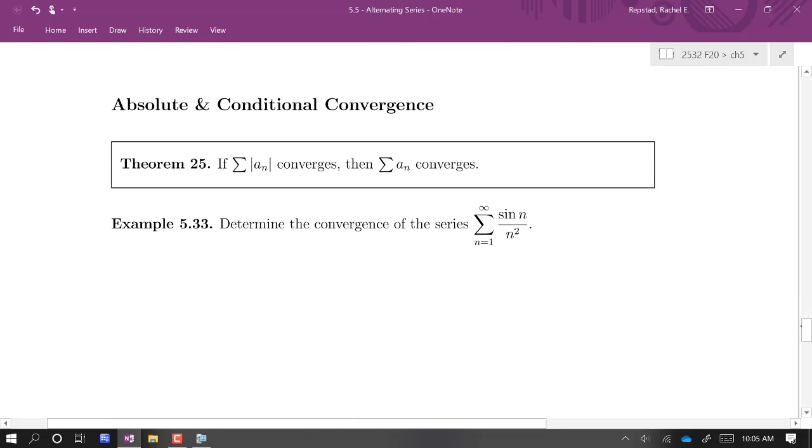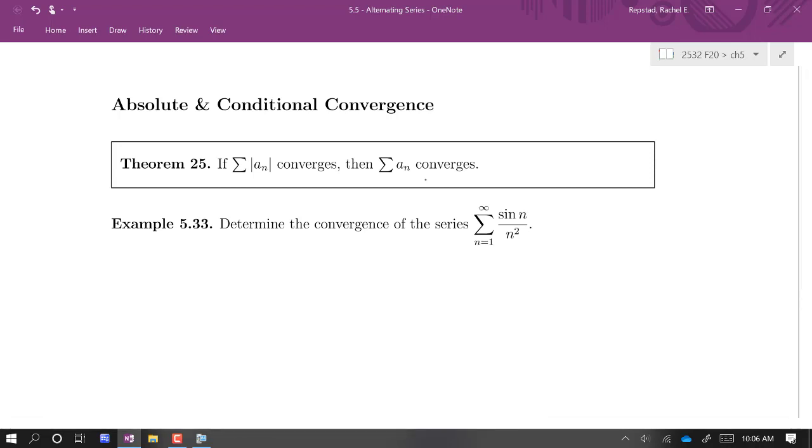All right. So now we're going to finish by talking a little bit about absolute and conditional convergence. Theorem 25 says, if you have a series with both positive and negative terms, that obviously includes alternating series. It could also include series whose signs change, but maybe not quite in the alternating fashion. But if you take a series and make all the terms positive, and that series converges, then your original series has to converge.